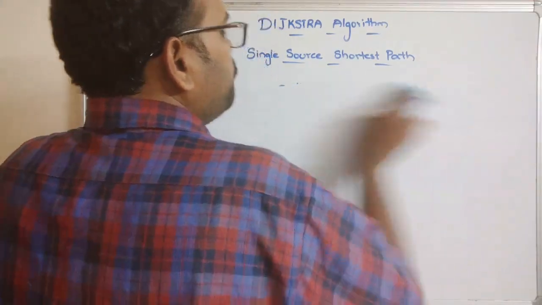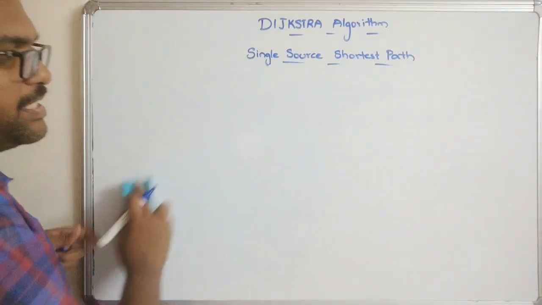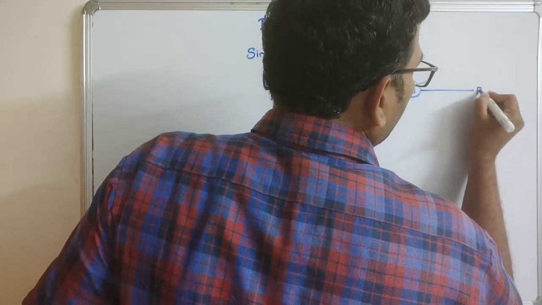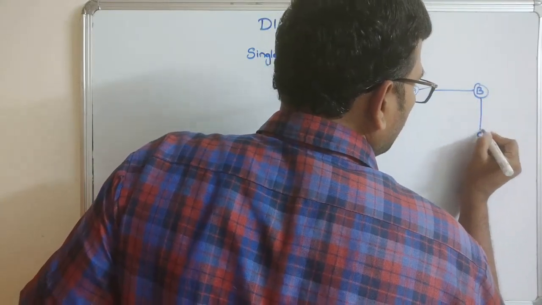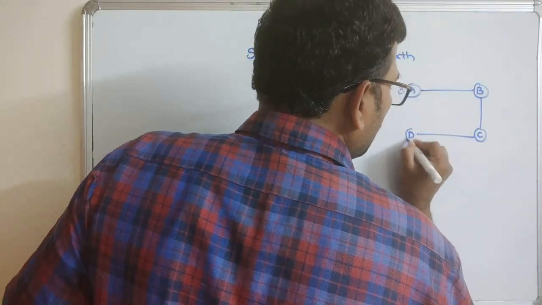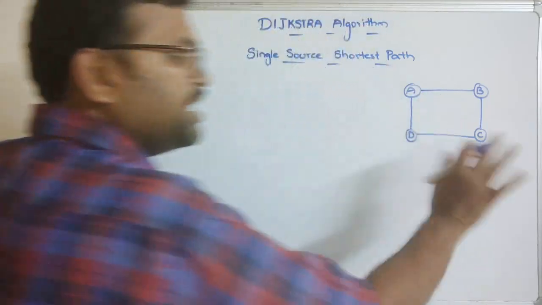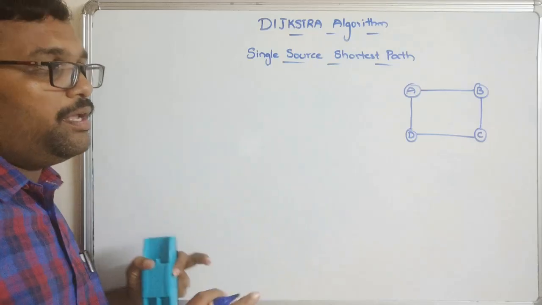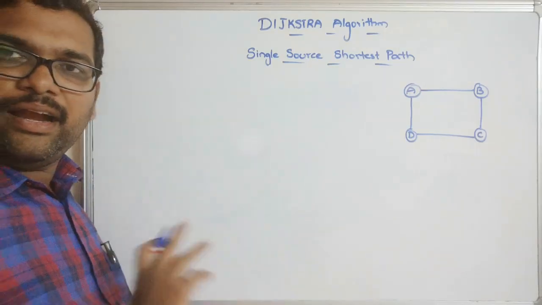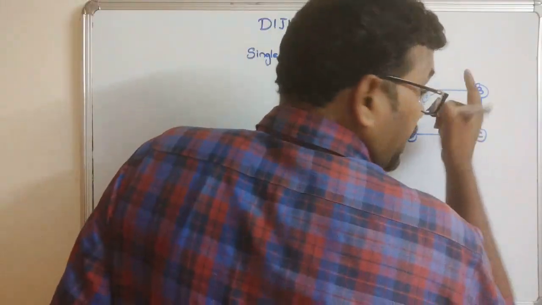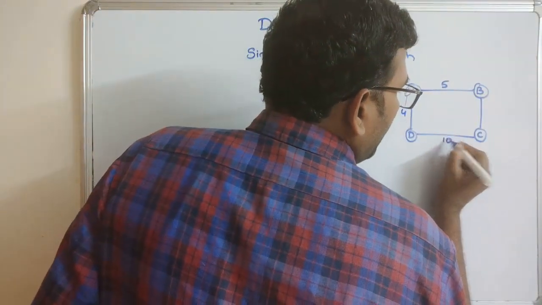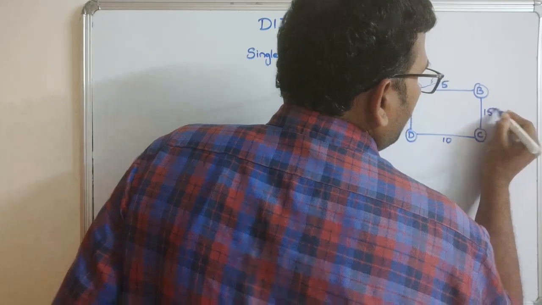I'll explain with a small example so that you will be understanding, right? So I'll take A, B, C, D. So this is an undirected graph. This Dijkstra algorithm can be applicable for both the directed and undirected. I am giving the undirected. So I will give the values 5, 10 and 15, right?